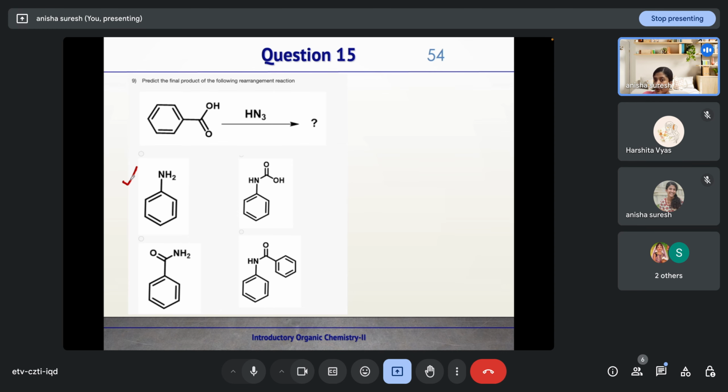There are many reactions involving this isocyanate intermediate. So just have an idea of what is happening there, what is the mechanism that is taking place here. Once isocyanate is formed, then everything will be known, but how the isocyanate is forming, that is what you have to learn. Okay.